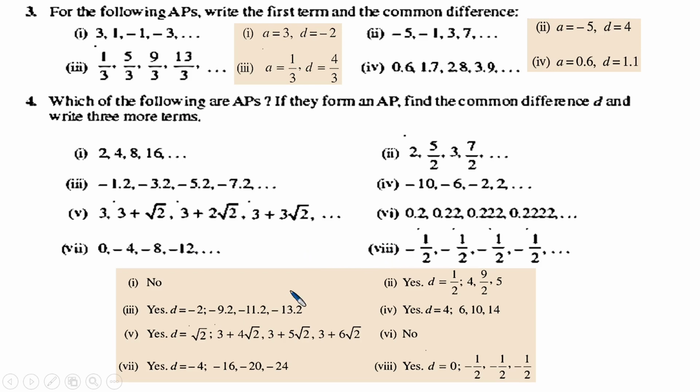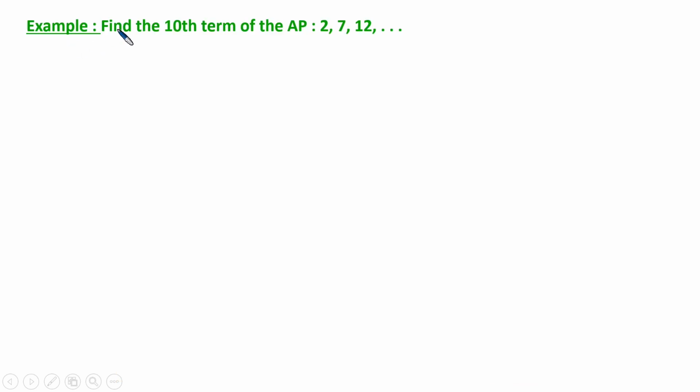These are all very simple and the answers are given here, and I have given the answers because many people may not have the textbook, so they can verify from this. Another example, find the 10th term of the AP 2, 7, 12.